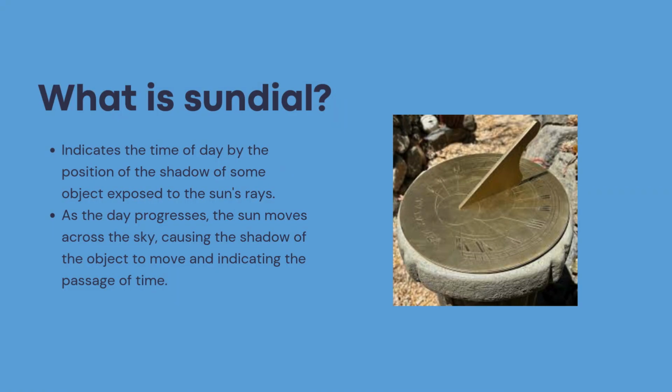So, what is a sundial? A sundial can indicate the time of the day by the position of the shadow of some object exposed to the sun's rays. As the day progresses, the sun moves across the sky, causing the shadow of the object to move and indicating the passage of time. In simple terms, a sundial can help a person know the time of day just by putting the sundial under the sun.